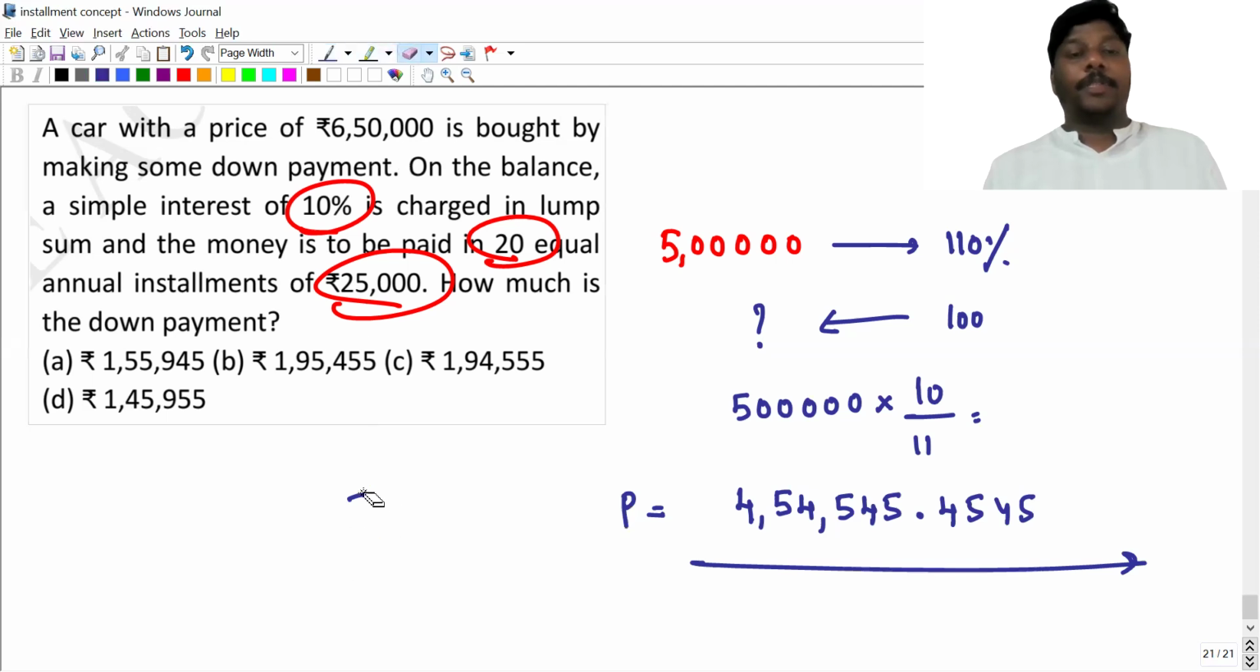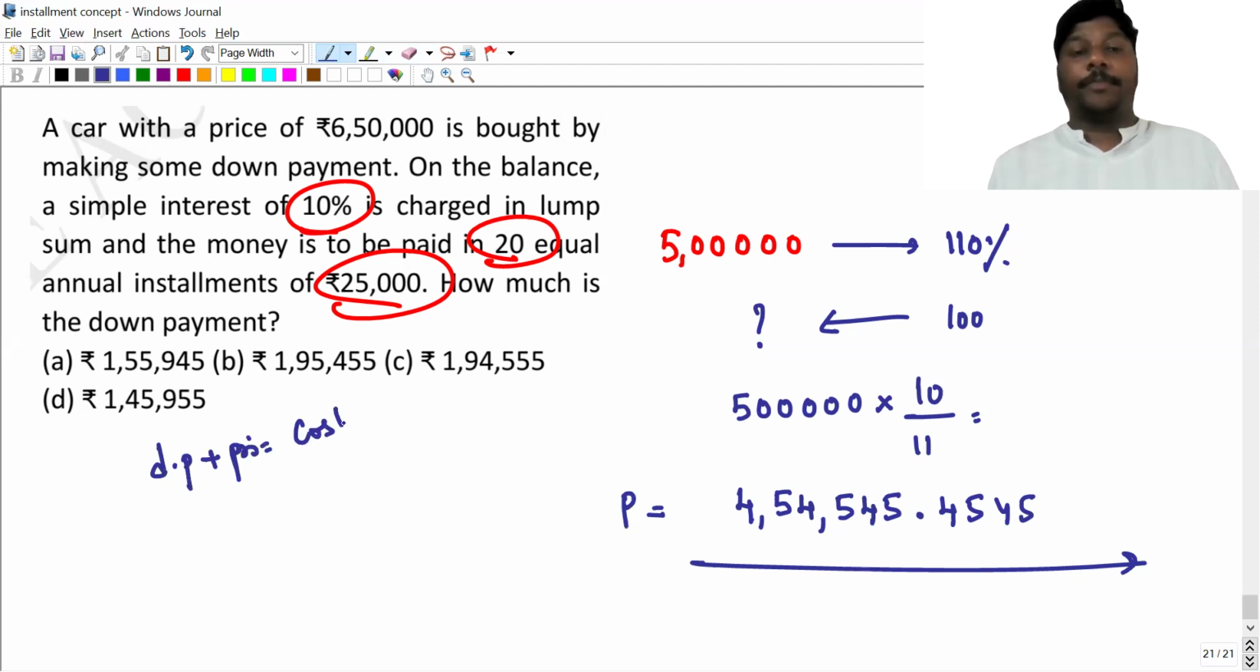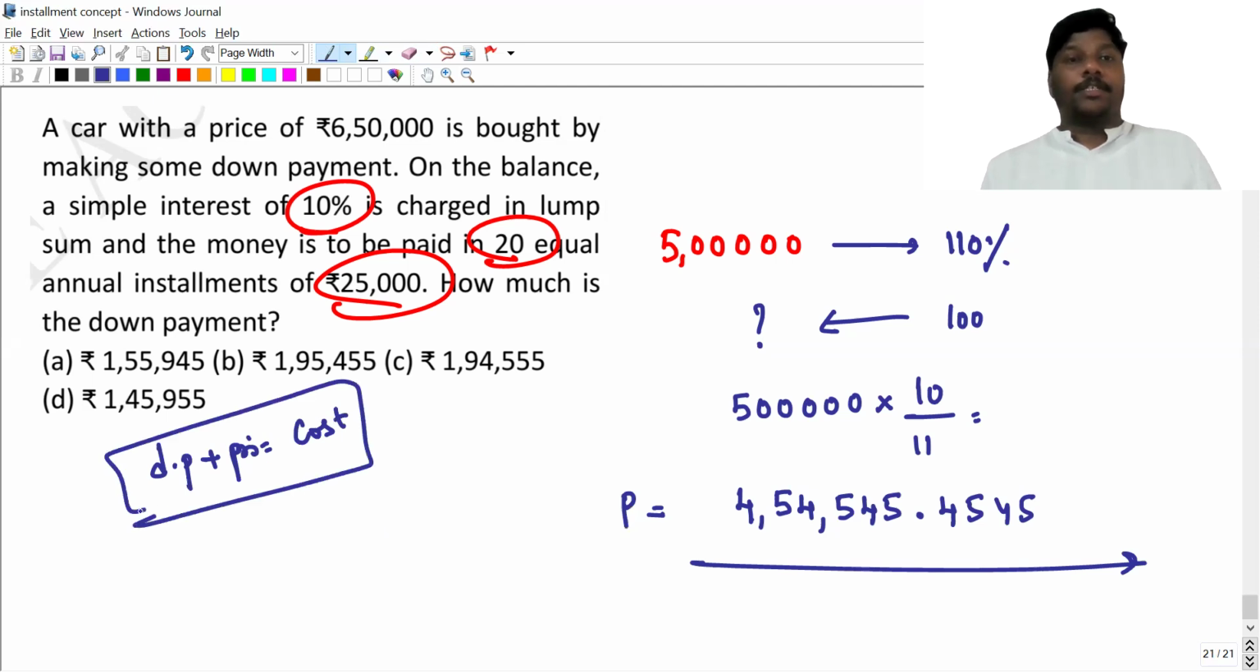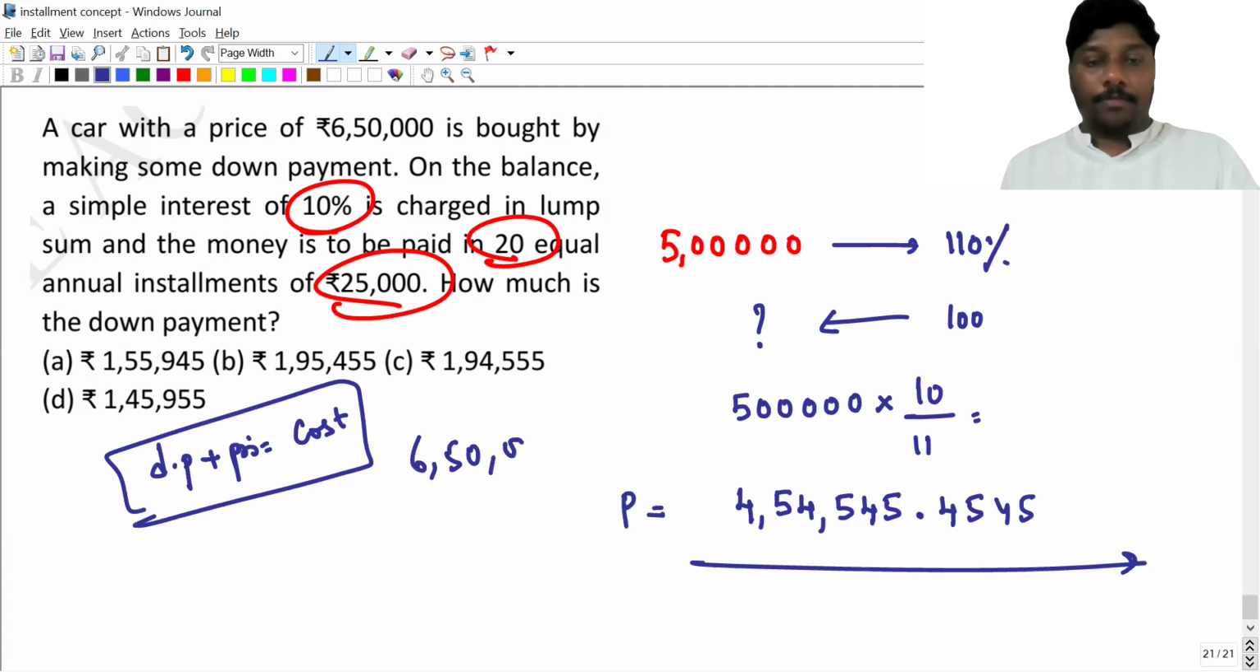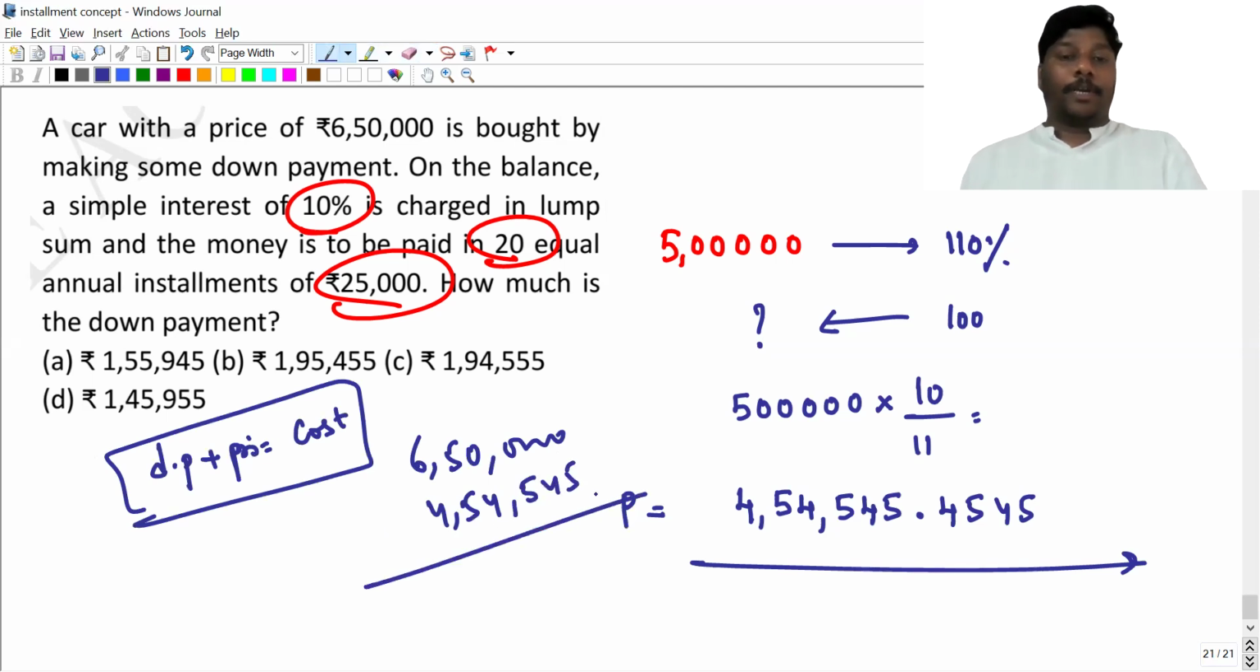సో ఇప్పుడు ప్రిన్సిపల్ వచ్చేసాక మనం ఏం చేయాలి? 6,50,000 లో నుంచి మన ప్రిన్సిపల్ తీసేస్తే అసలు మనం ఎంత డౌన్ పేమెంట్ చేసామనేది తెలుస్తుంది. Because down payment plus principal is equals to the cost or the price వచ్చేస్తుంది, రైట్? సో మనకు ఆ ప్రైస్ లో నుంచి మనం ఏం చేద్దాం? 6,50,000 లో నుండి 4,54,000 తీసేయండి. 54,545. 545 కి మీకు 1000 రావాలంటే ఎంత యాడ్ చేస్తారు? 455 యాడ్ చేయండి. దట్స్ ఇట్.